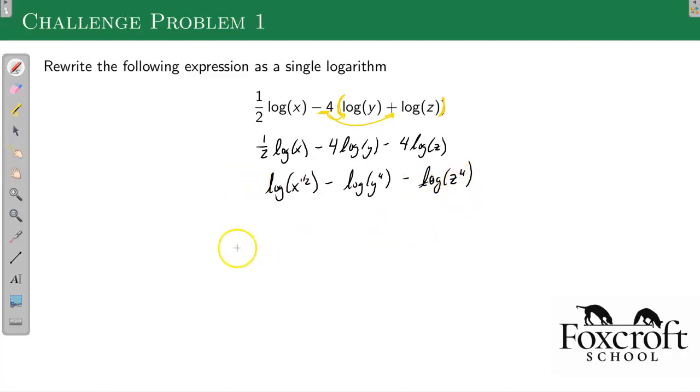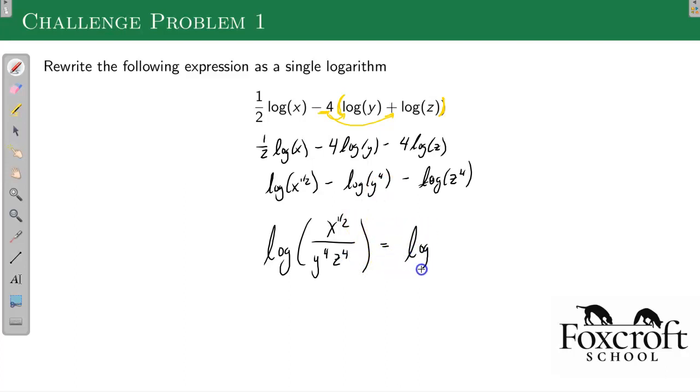And now that we have all the single logs without numbers up front, I can combine them. We get x to the 1/2 over, this is a -1, so it's going to be y to the 4th. This is also a -1, that's z to the 4th. And that's perfectly fine, but here's a couple other ways you could write it.